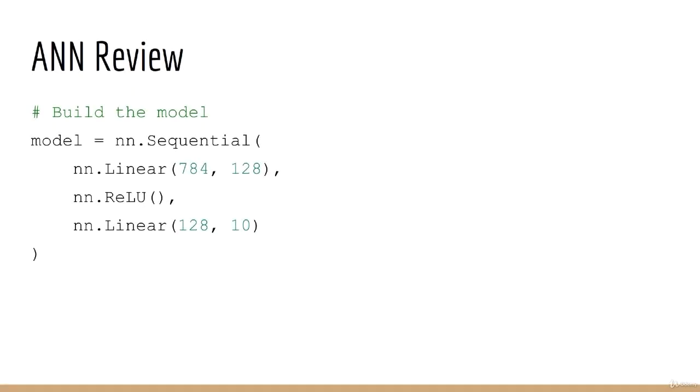Okay, so let's start by looking at a simple model we've already seen, an ANN. Just to recap, the simplest ANN we can make looks like this. We have a linear layer, followed by a ReLU, followed by another linear layer. No final activation function is needed, as you know. So what does this look like if we wanted to build a custom model?